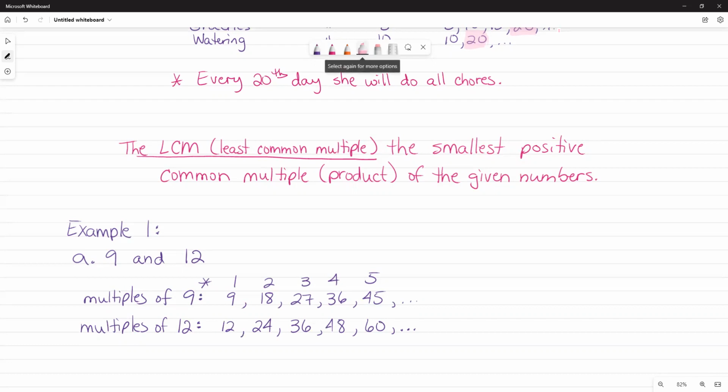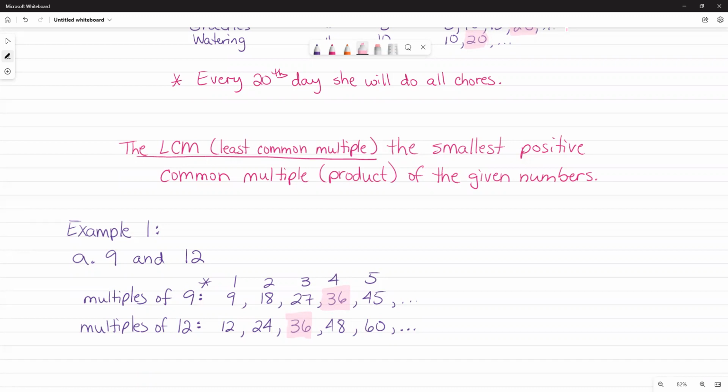Well, it's 36. Okay, so by listing multiples, we can see that the smallest number that 9 and 12 go into is 36. They also go into 72, but is that smaller than 36? No. So there are always multiples of both numbers that are common, but we want the absolute smallest.